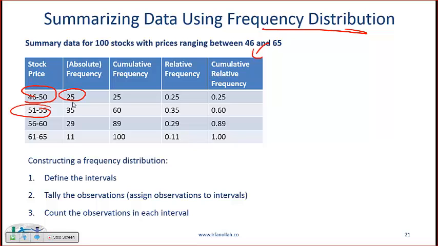Absolute frequency of 25 means that there are 25 items that fall within this bucket or this interval. 35 fall within this interval. Cumulative means that you are just adding up these numbers. So 60 is 25 plus 35. Relative frequency is in decimal terms or percentage terms. So this 0.25 is simply 25 over the total number of 100.